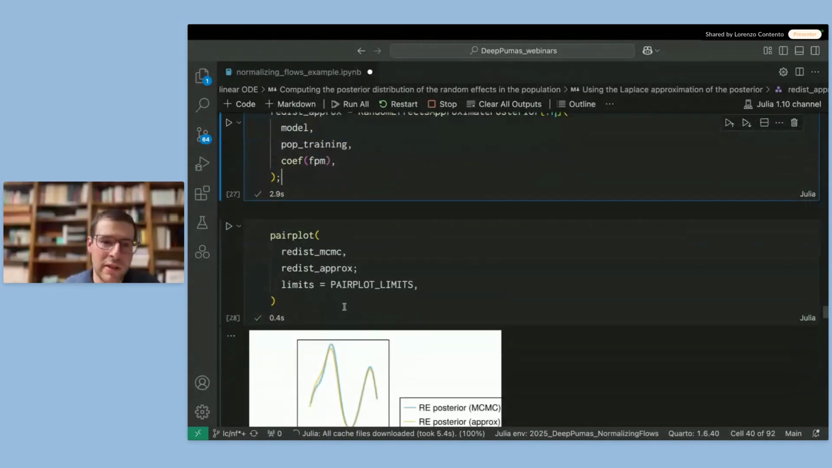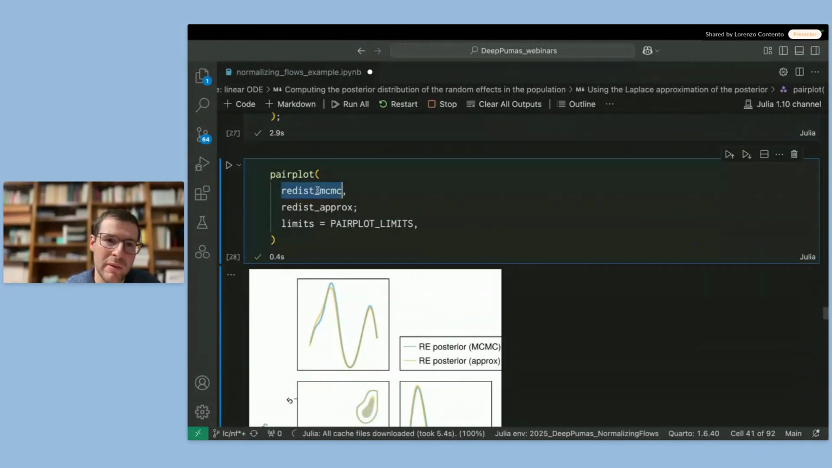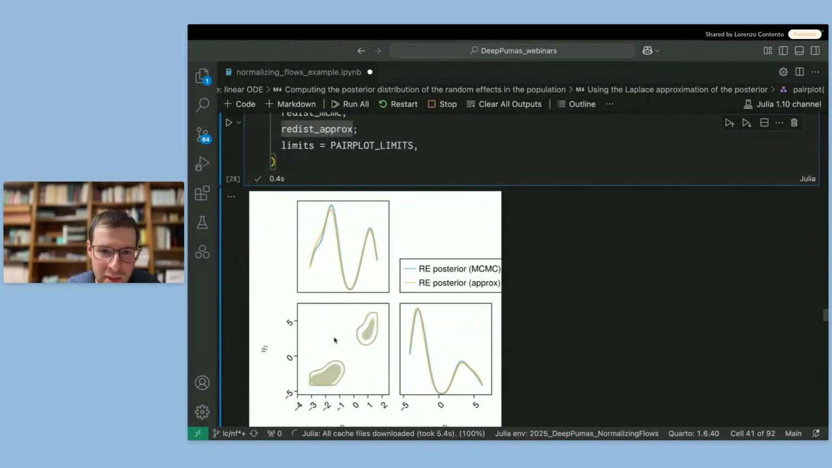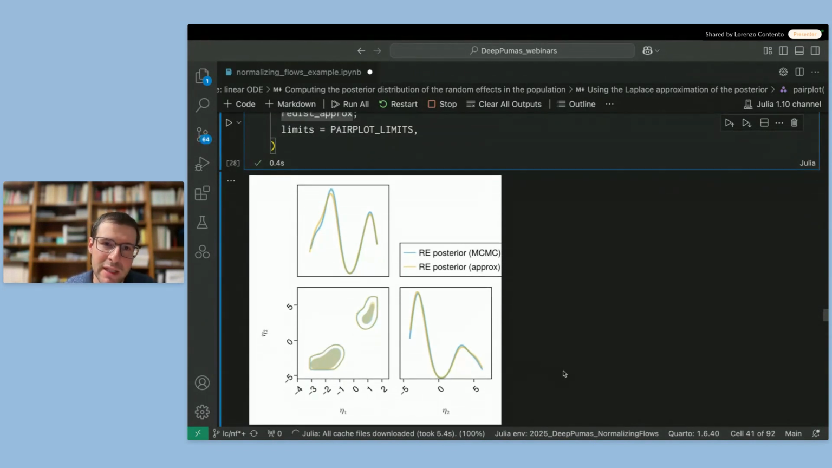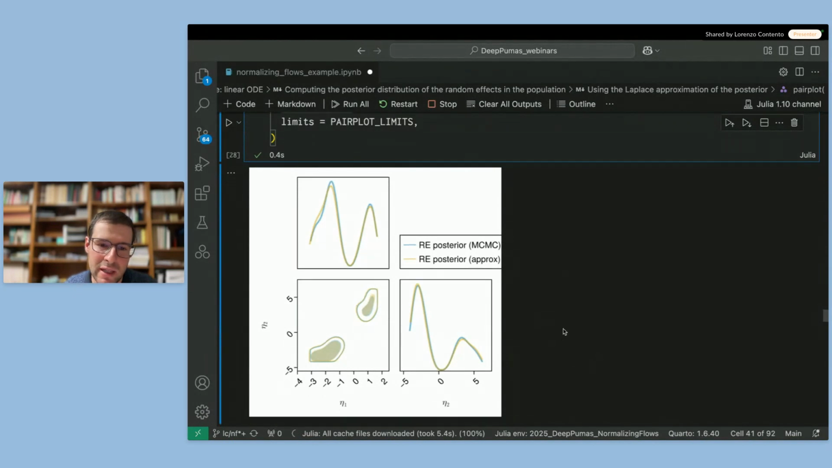And if we try to compare the results obtained through MCMC and the results using the Laplace approximation, you can see that they match very well, at least in this case. If you have less data per subject, there will probably be a stronger discrepancy. But since MCMC takes a lot of time, and since we are going to approximate the posterior anyway using normalizing flow, using the approximation through the Laplace formula is a very reasonable alternative in many real-world scenarios.